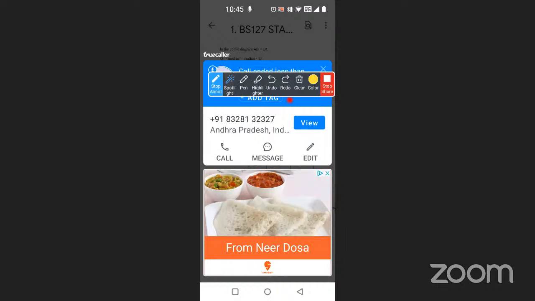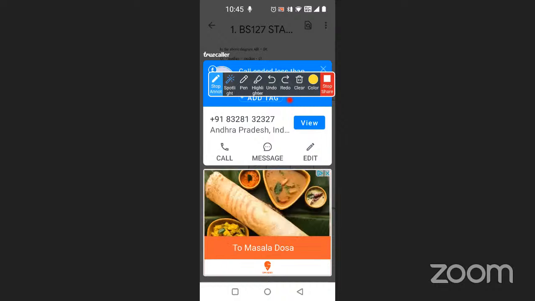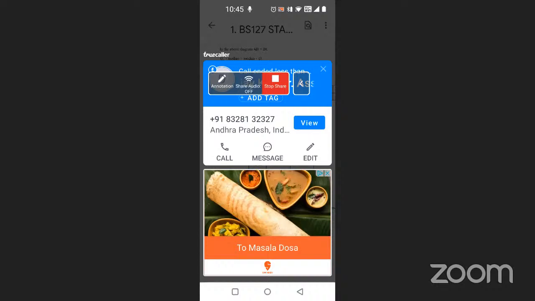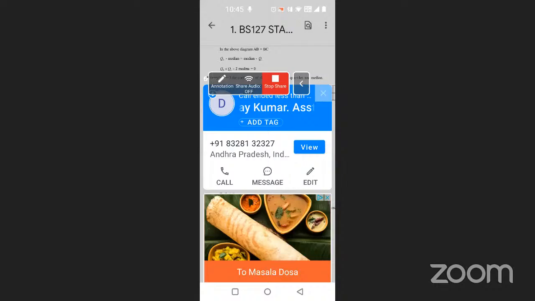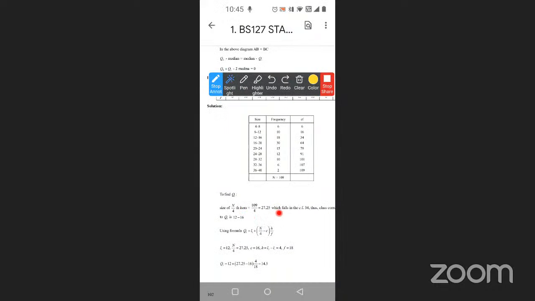Here you can see the CF. First of all, find Q1. The size of the n by 4th item, that is 109 by 4, that is 27. 12 to 16 is the class for Q1. So Q1 lies between 12 and 16, using the formula with h by f. L1 is equal to 12, n by 4 is equal to 27, C is equal to 16, the preceding cumulative frequency. h is equal to L2 minus L1, which is 4. Frequency is equal to 18. Substitute in this formula, and you can calculate Q1.